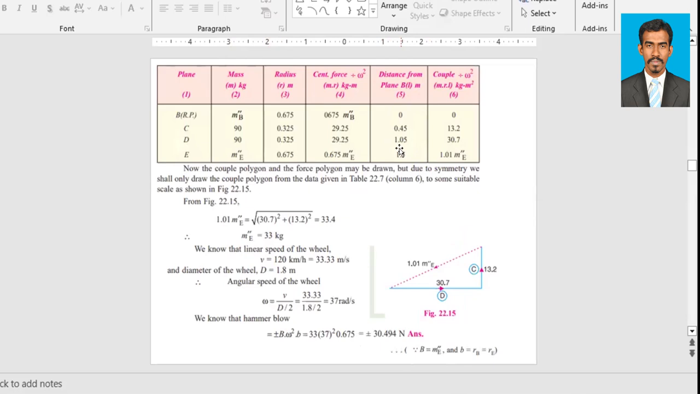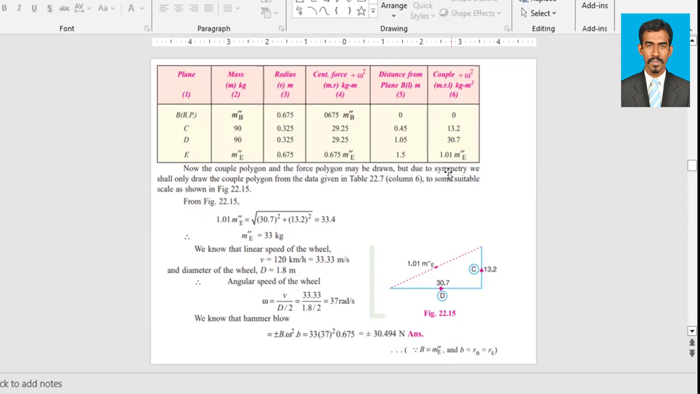So as usual, we can calculate the couple value also, right? This value into the distance from the plane, that is 0.675 m double dash b into 0, that is 0. 29.25 into 0.45, 13.2. 29.25 into 1.05, 30.7. 0.0675 m double dash e into 1.5, that is 1.01 m double dash e, right?